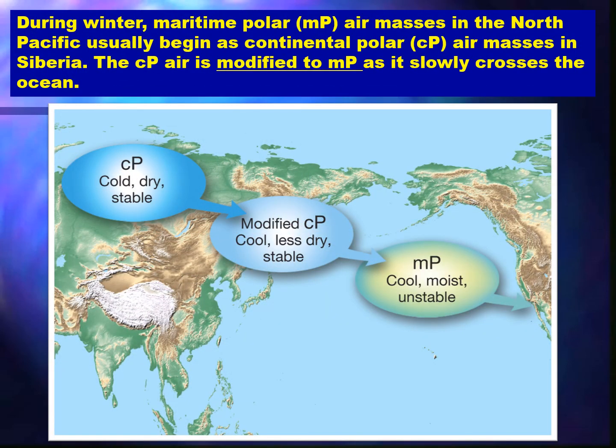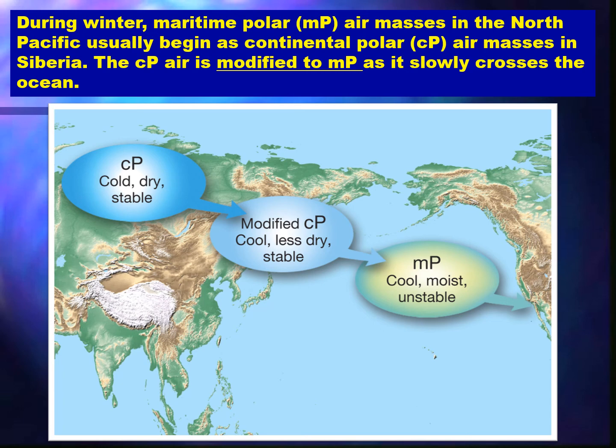Okay, and this slide probably should be moved. We talked about this many slides ago. So in the wintertime, you often get maritime polar air masses hitting the West Coast, and particularly the Pacific Northwest. And I think this is an exam question. Yes, it definitely is. What do these maritime polar air masses begin as? And the answer is they begin as continental polar air, forming over Siberia, the northern Eurasian continent.